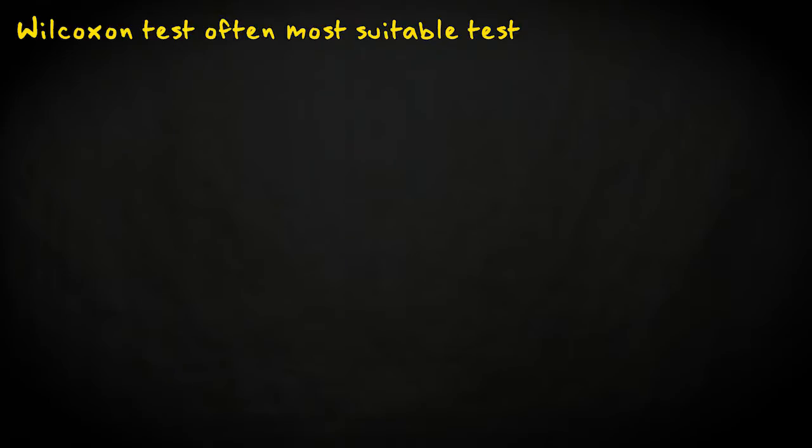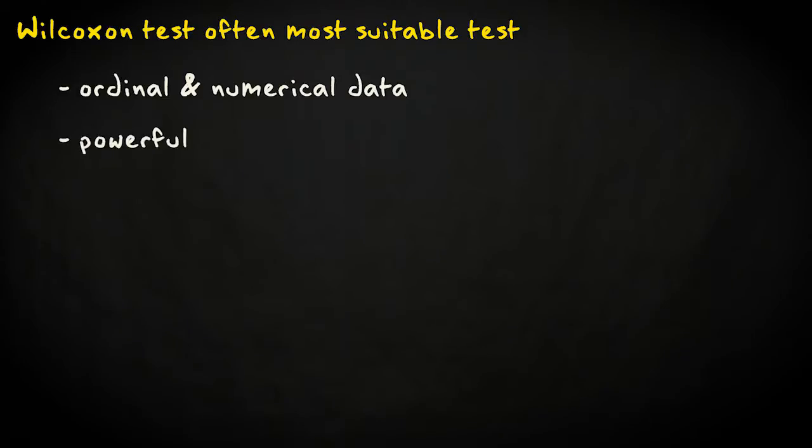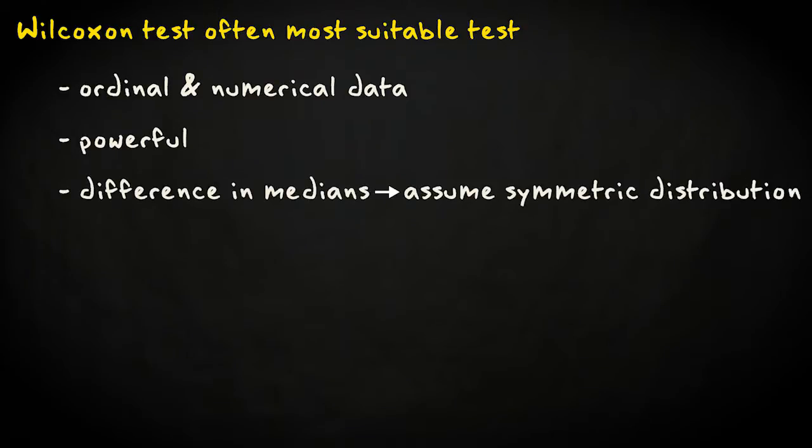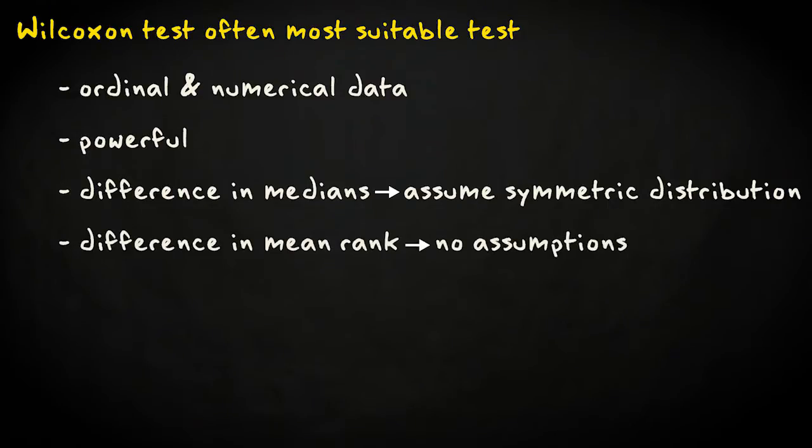The Wilcoxon test of 2 independent samples is often the most suitable test to compare measures of central tendency. It can be applied to data with ordinal as well as numerical measurement levels. For large sample sizes, it's almost as powerful as the 2-sample t-test, while for small sample sizes with unknown distributions, it can even be more powerful. The Wilcoxon test is sometimes said to test for a difference in medians among 2 samples. This is indeed the case if you accept the assumption that the distribution of the 2 samples are identical apart from a possible shift. But if you test for a difference in mean ranks, you don't need this assumption.